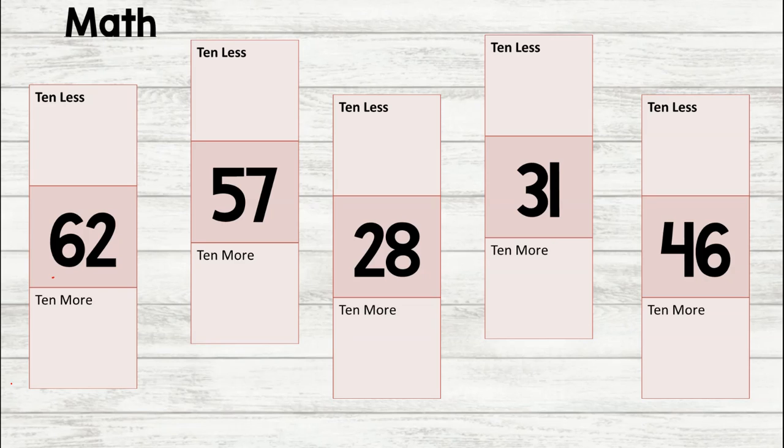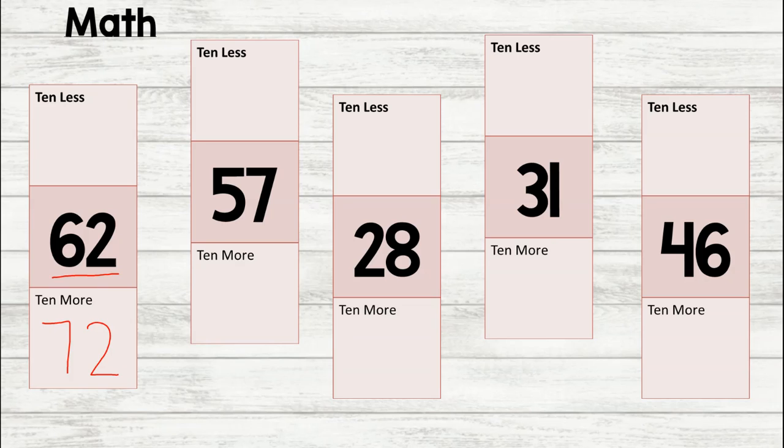So if I look at the number 62, find 62 on your number grid if you need to. And now we're going to find the number that is 10 more. So we're going to go down in the column, and 10 more than 62 is 72. I'll give you a second to find that in your number grid. Find 62 and then go down one row in the column, and 72 is right underneath of it.